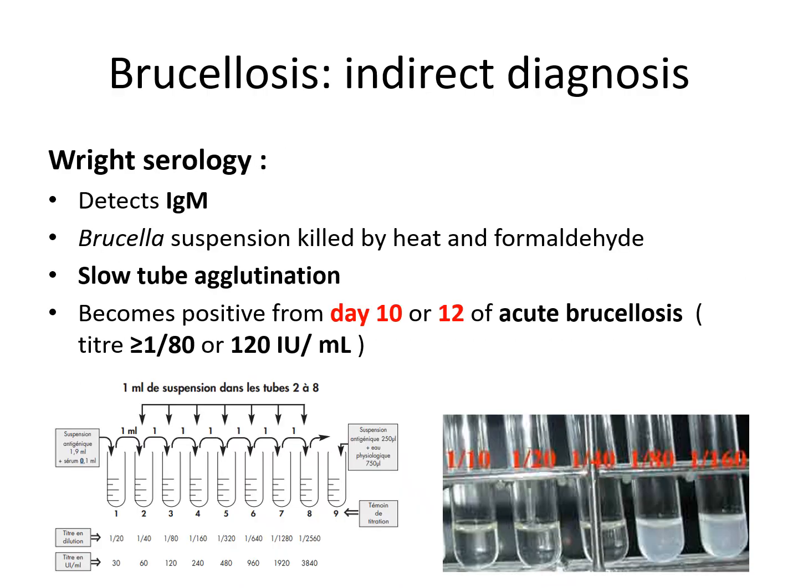The other key serological test is the Wright serology. This is a slow tube agglutination test that uses a Brucella suspension killed by heat and formaldehyde. Unlike the Rose-Bengal test, this one primarily detects IgM antibodies. It becomes positive earlier, from day 10 or 12 of acute brucellosis. A diagnosis is considered when the titer is greater than or equal to 1 per 80, or 120 international units per milliliter.